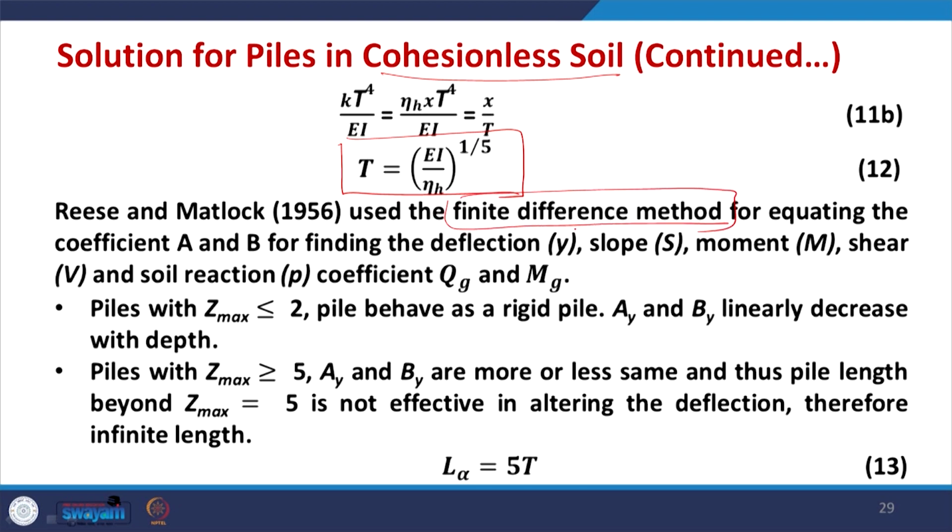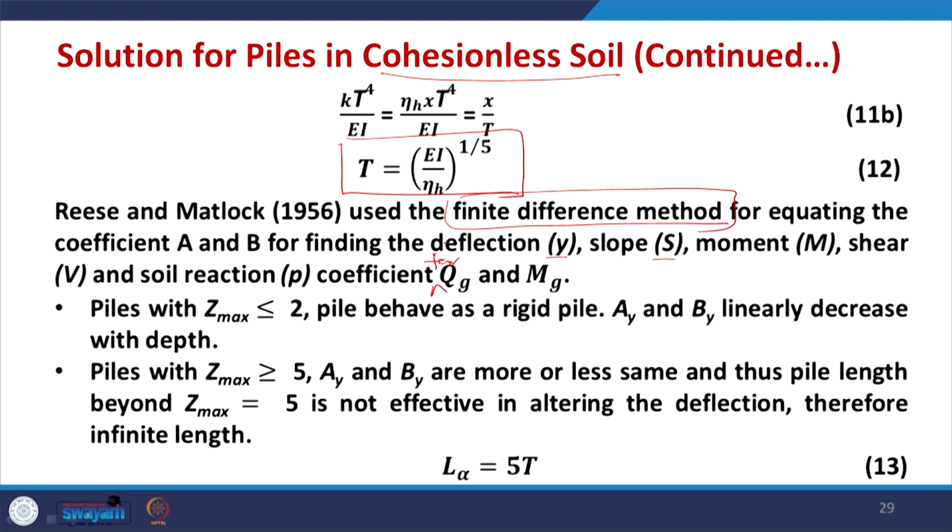So, Reese and Matlock, using the finite difference method, tried to calculate the values of coefficients A and B, and these coefficients are for deflection, slope, moment and shear force. These coefficients are found separately for the soil reaction coefficients, for Qg and Mg.